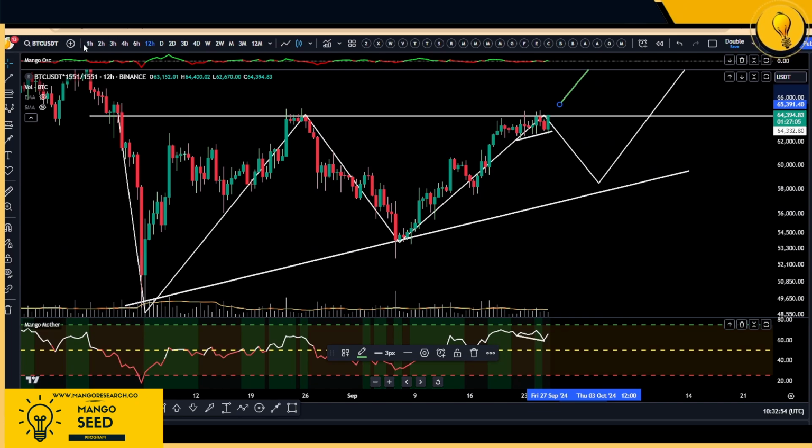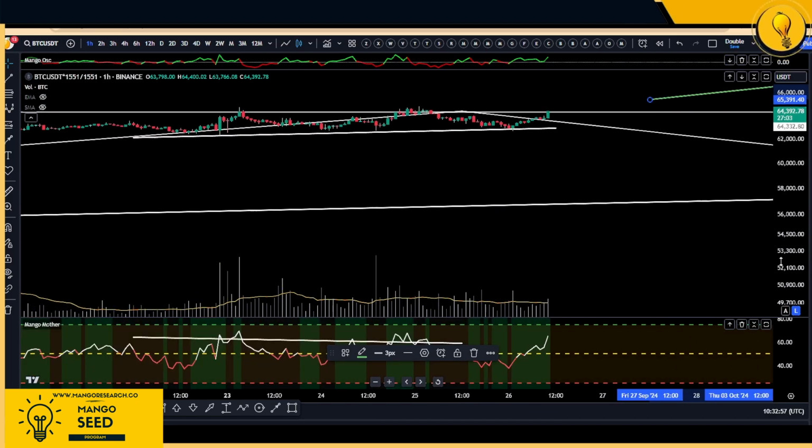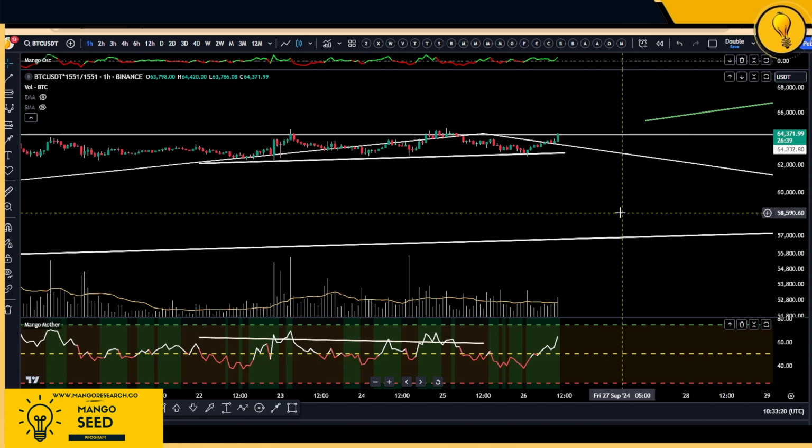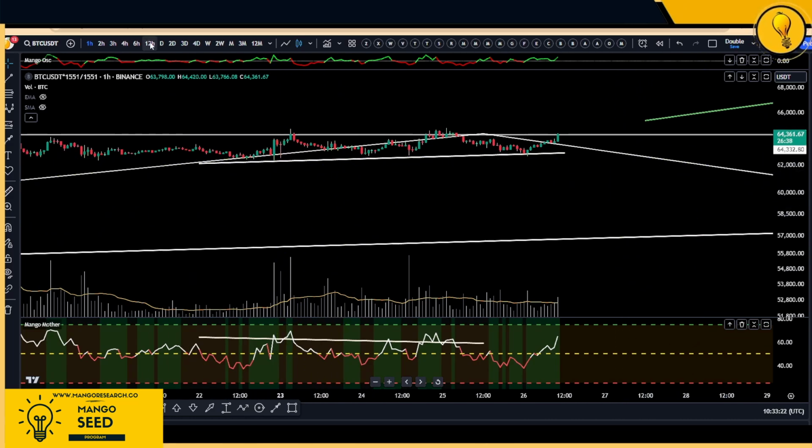Actually, let's go ahead, zoom into the lower time frame. We are seeing some price action live right over here. This is looking fantastic, but we can't get excited just yet. We should be waiting for the candle close on the 12-hour at the very least.